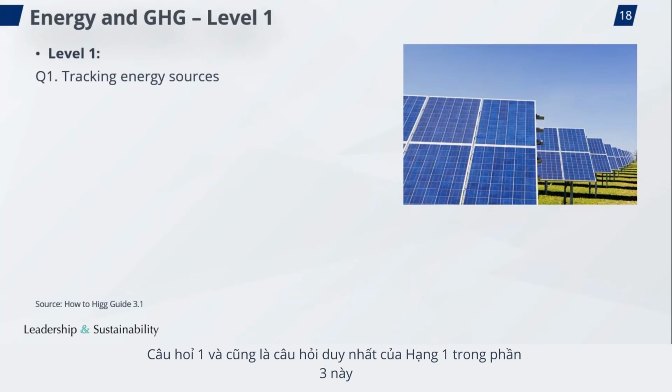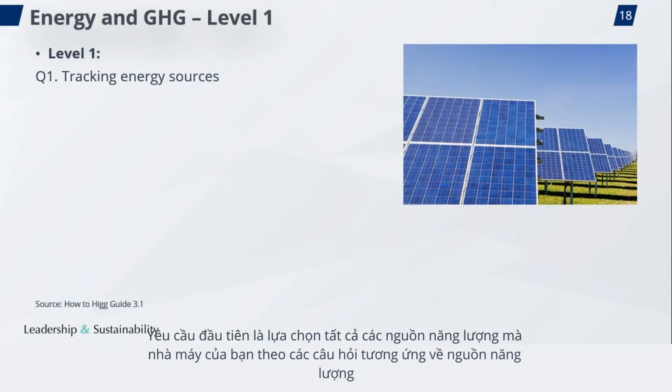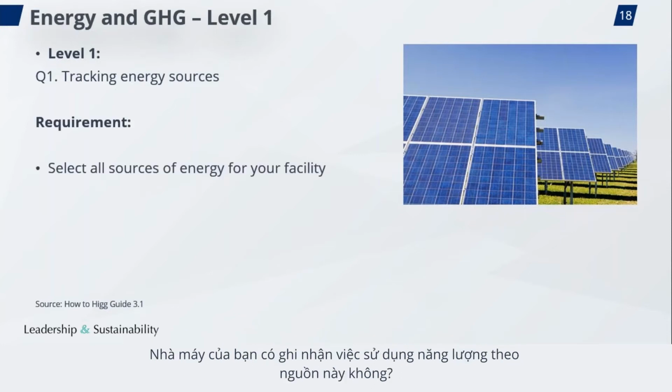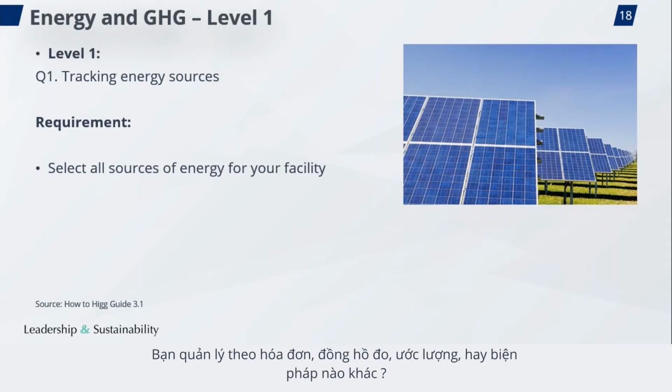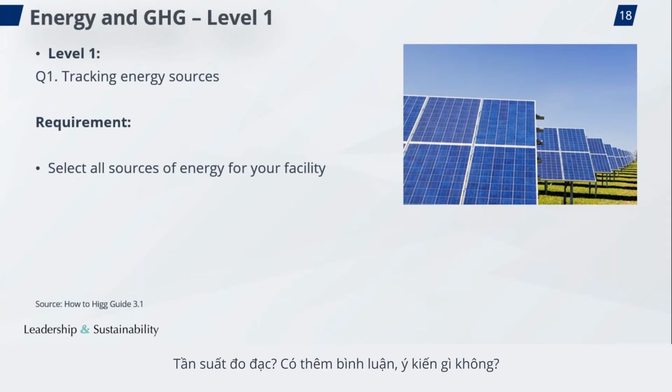The first requirement, and this is now level 1, it's the first and only question at level 1 in the energy section, deals with the selection of all sources of energy for your facility, with corresponding questions according to your energy source. Does your facility track its energy use from this source? What quantity of energy was used by this source in 2018? Which method was used to track this energy source? Are you using bills? Are you using meters? Any other? Are the quantities estimated? What was the frequency of the measurement? And then you also have the opportunity to provide any additional comments.